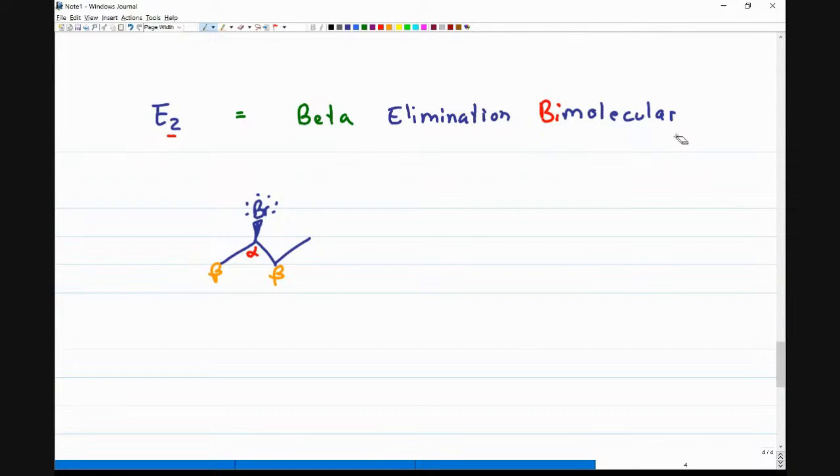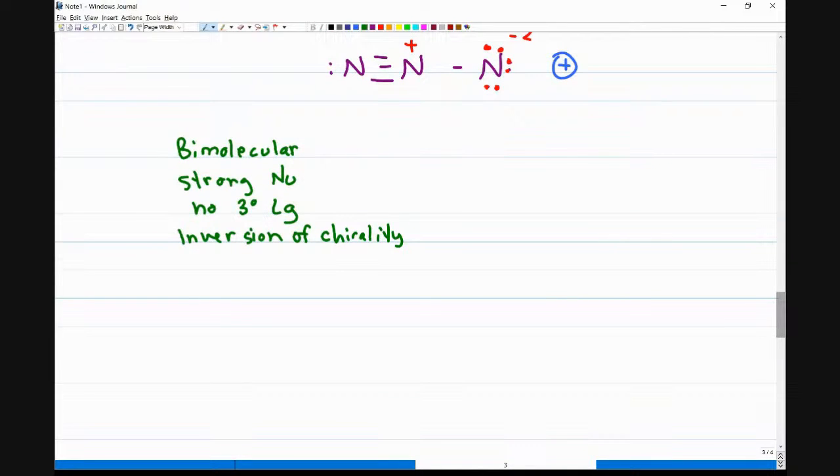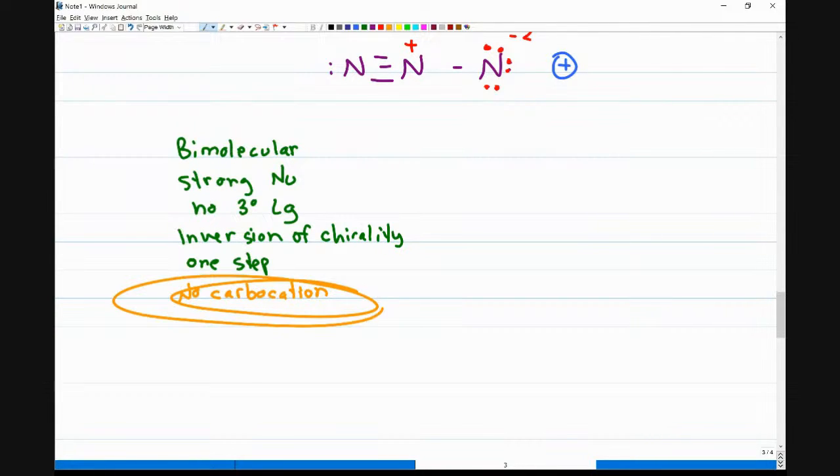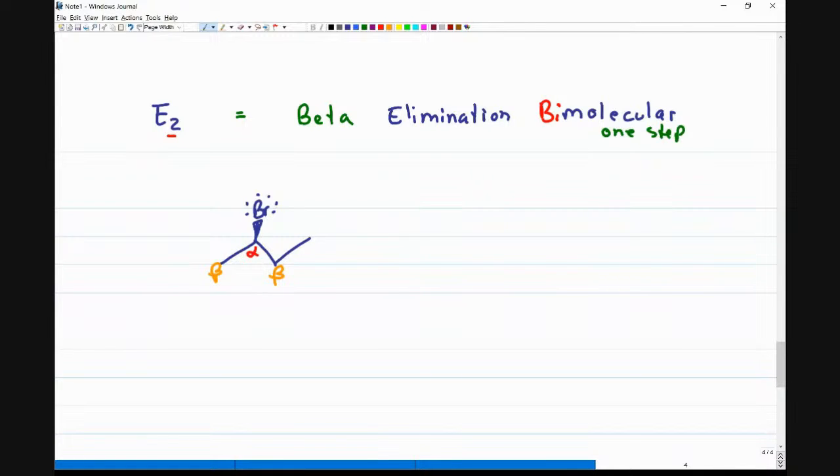Bimolecular means 2 molecules reacting at the same time. That means, once again, it's a one-step reaction. Did I put that in the summary? One step is really important. One step right here. And actually, let me put something else here. A lot of times students will try to give me a carbocation on an SN2. Absolutely no carbocation for an SN2 reaction because it's one step. Carbocation is an intermediate step, but we have no intermediate.